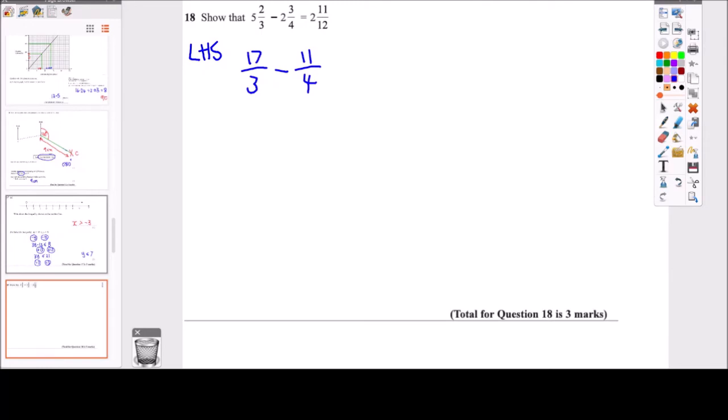Now, to take away, I need a common denominator, which is going to be 12. 3 and 4 are both factors of 12. So with my first one here, I've multiplied the 3 by 4 to get 12, so I have to multiply the 17 by 4, which gives me 68. And 11 over 4 is equivalent to what over 12? Well, 4 3s are 12, so I need to times the numerator by 3 as well. That's 33.